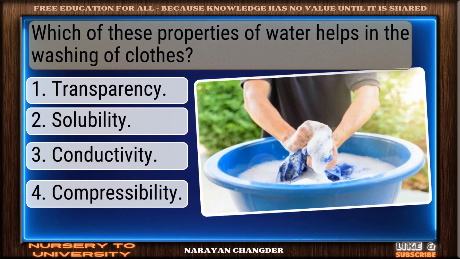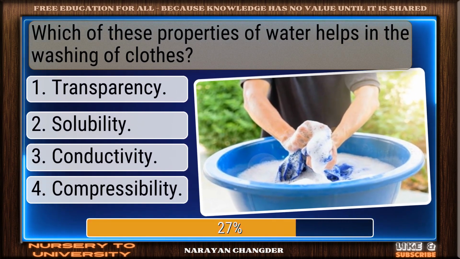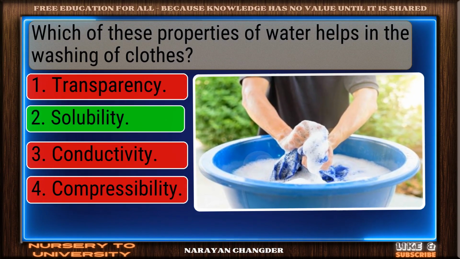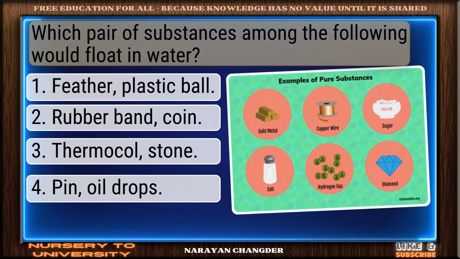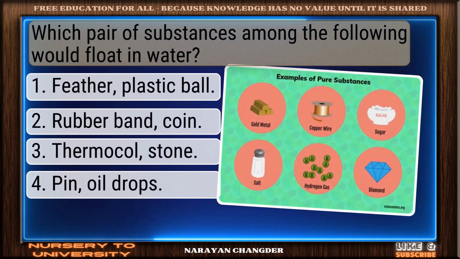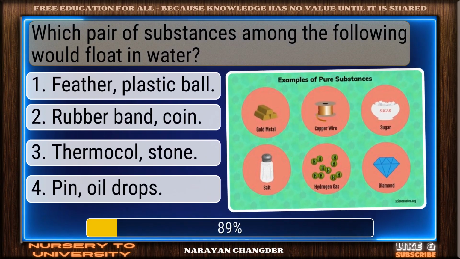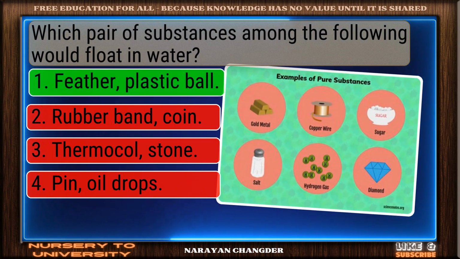Which of these properties of water helps in the washing of clothes? Correct. Solubility is the right answer. Which pair of substances among the following would float in water? Great thinking. Feather, plastic ball is the right choice.